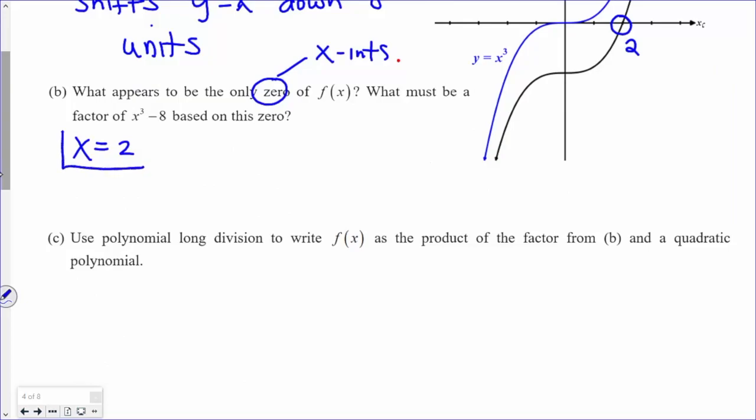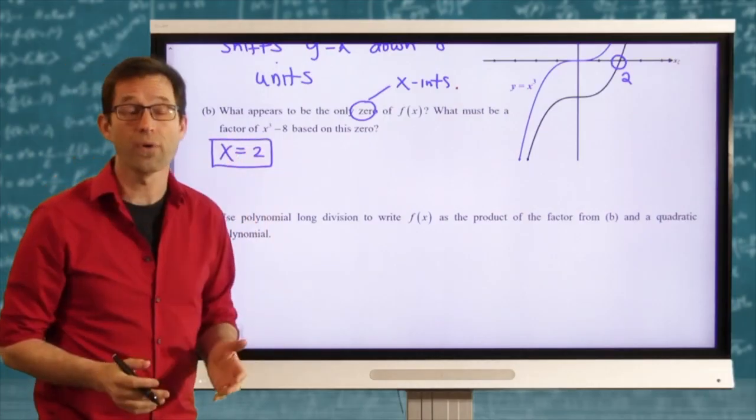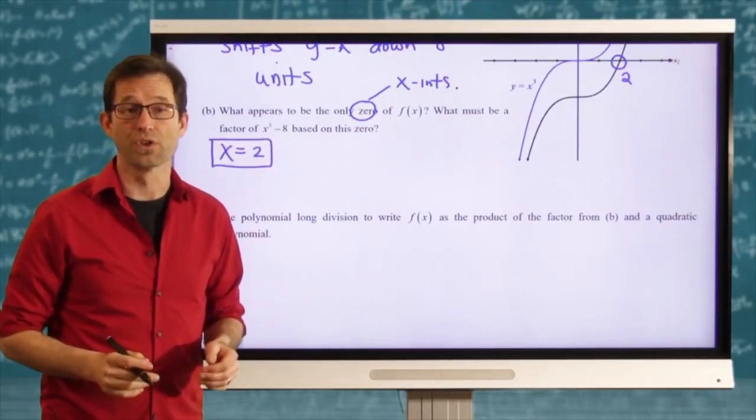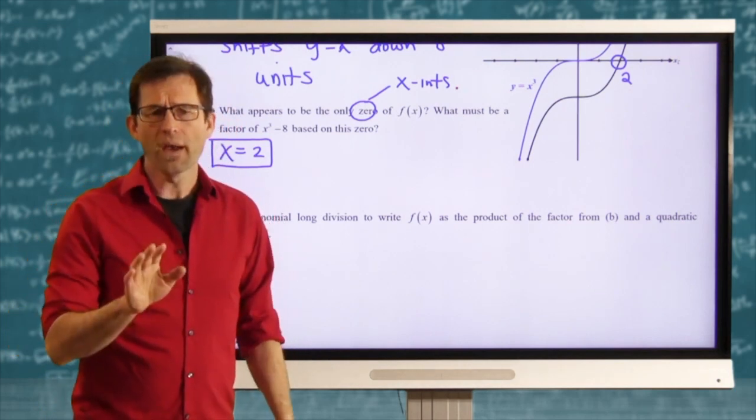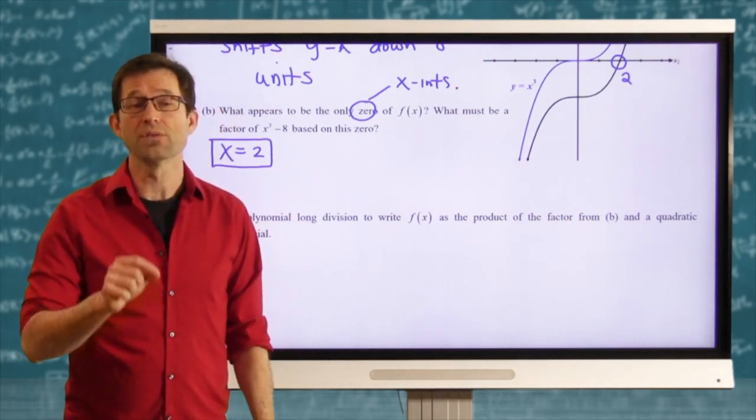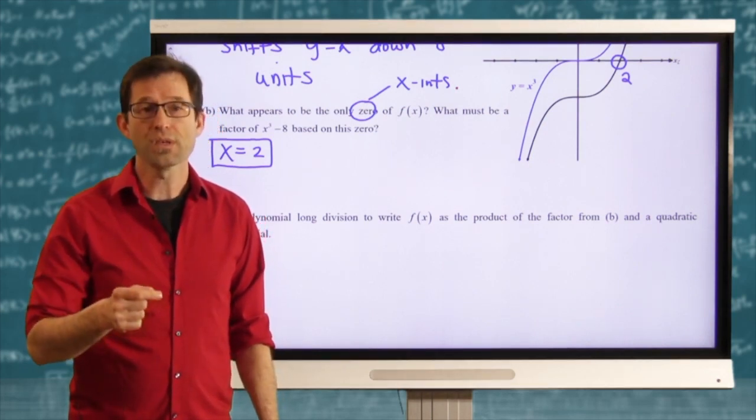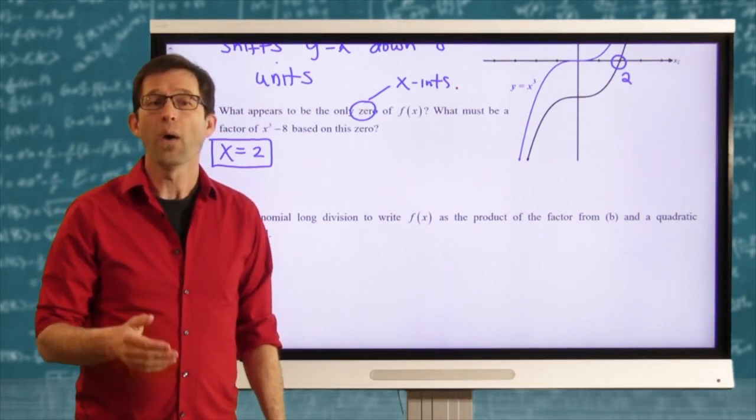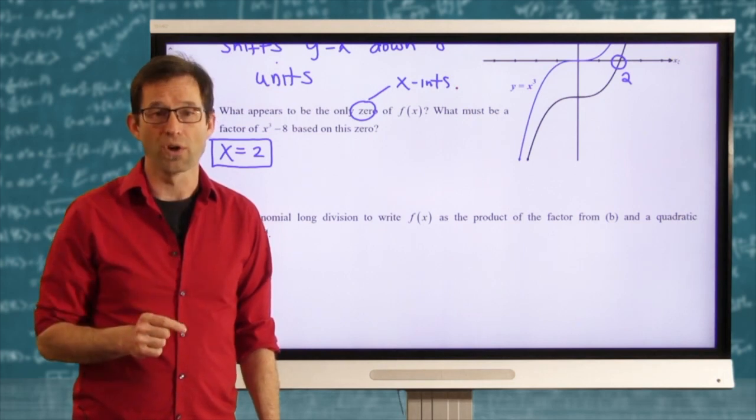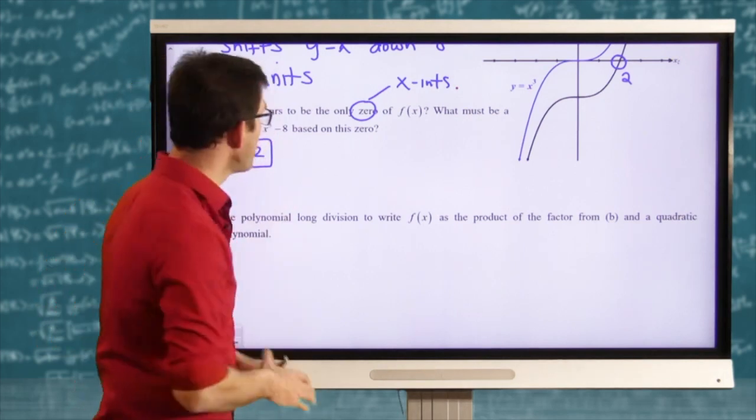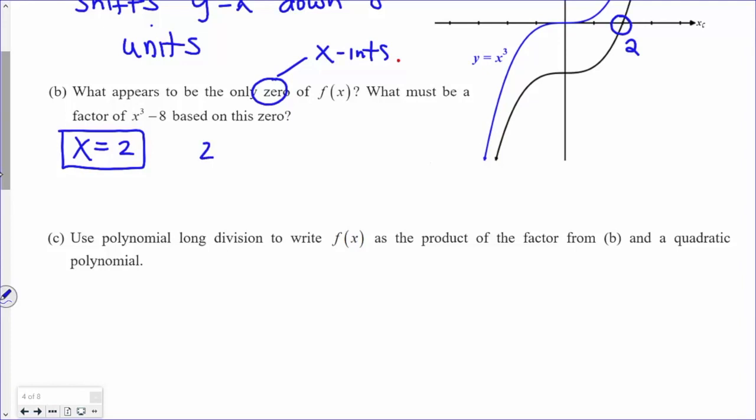Now, we don't have to just base this on the graph. We can actually show that x equals 2 is a zero. Because besides being the x-intercepts of the graphs, zeros are exactly what they sound like they are. They are values of x, typically, that when substituted into an expression, give us 0. And in fact, there's no question that 2 cubed minus 8, which is 8 minus 8, is equal to 0.